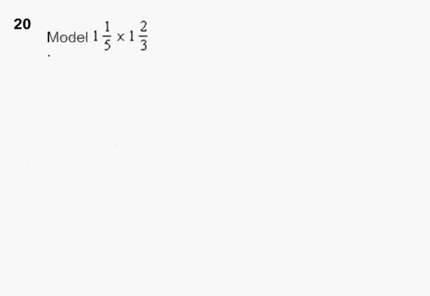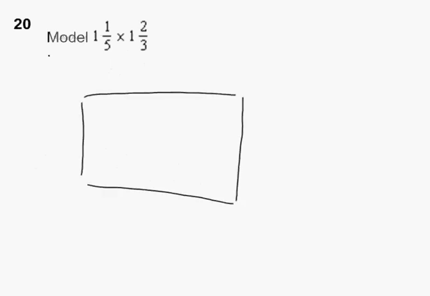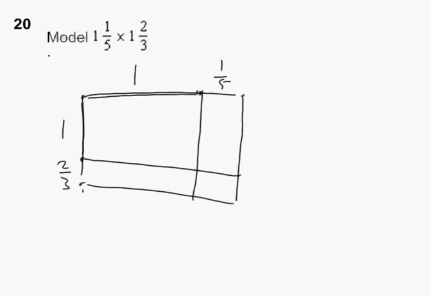And the final question is model this. This is the hardest one, when you model the product of two mixed fractions. So we're going to use our area model for this. The distance from here to here is 1. The distance from here to here is 1/5. The distance from here to here is 1. The distance from here to here is 2/3. And yes, I know that this one looks a lot longer than this one, but we're not doing it to scale. We're just imagining it.